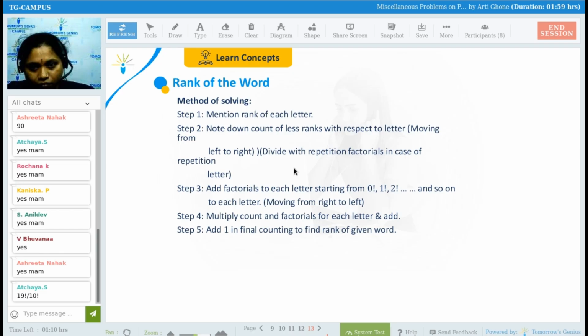How it works? Mention the rank of each letter. First thing, I'll take a word. Let's take my name only. No, I just want a different word, because in ARTI there is no mixing of words. Which one should I take? We have to keep in mind there will not be a repetition first, and in case of repetition we'll see later on. But first, any name without repetition, tell me any name.